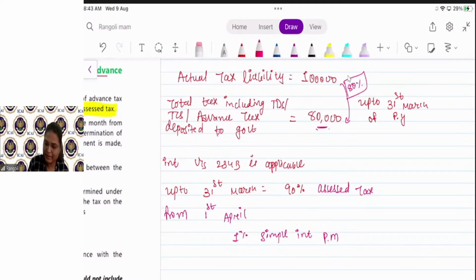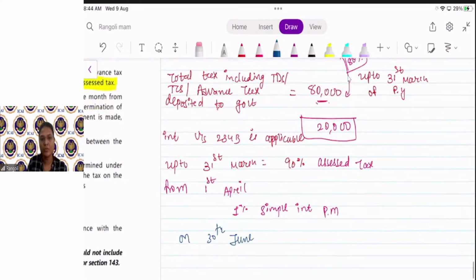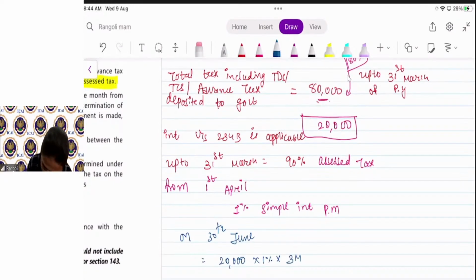So here the balance tax is 20,000. Say for example, I deposit this 20,000 on 30th June. Then I need to pay interest under section 234B on 20,000 into 1% into April, May, June, 3 months. So I need to pay that amount of interest under section 234B.